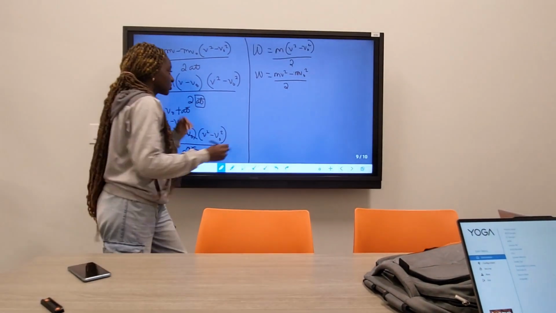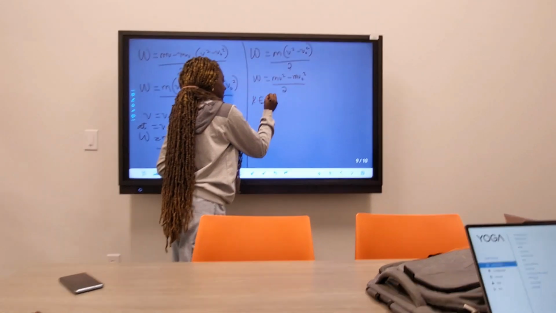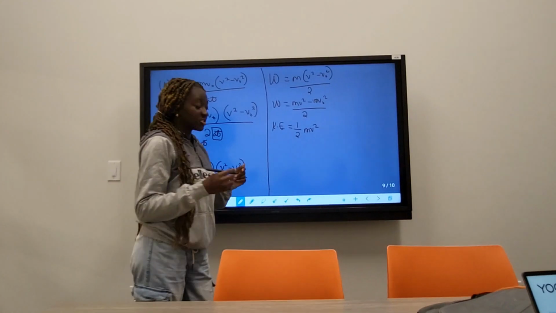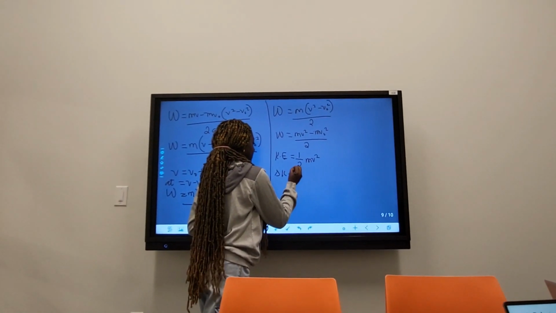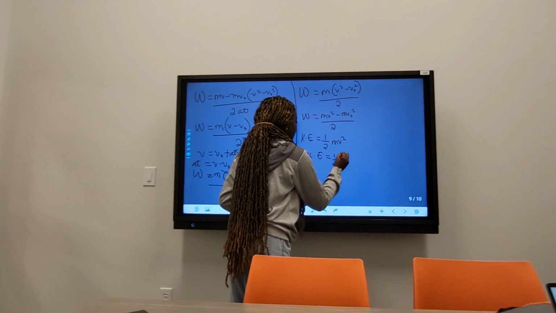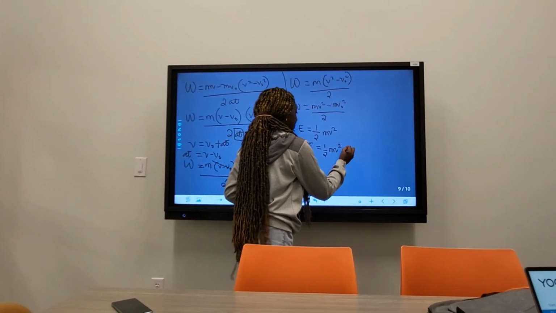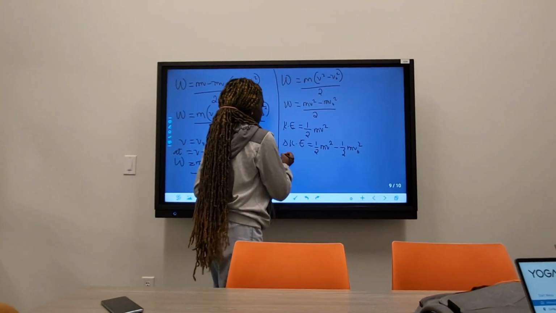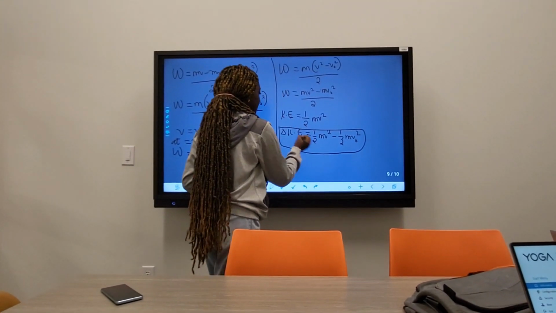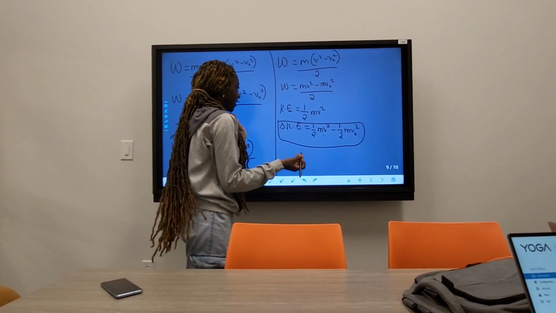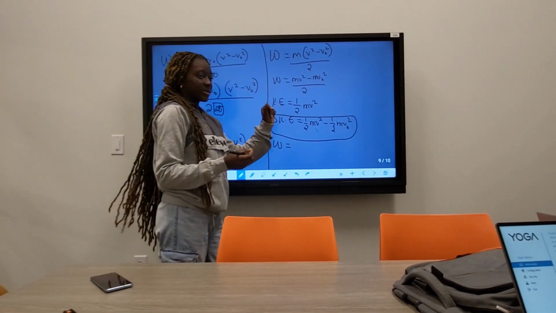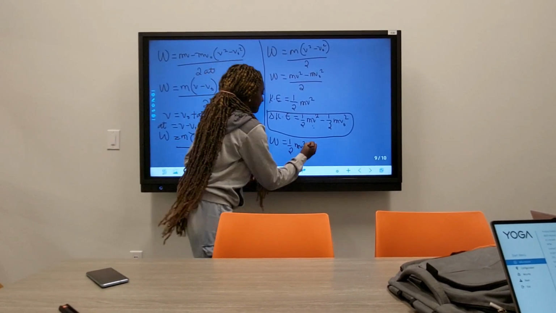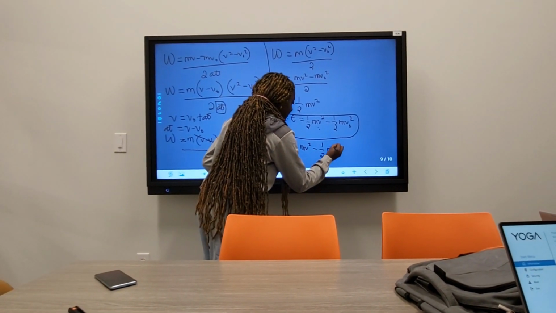And from our previous knowledge, we know that the formula for kinetic energy is half mv squared. But what we are looking for is the change in kinetic energy. So change in kinetic energy would be half mv squared minus half mv naught squared. Okay, so this is essentially the same as this, which I will show by just separating the equation. So you are going to have half mv squared minus half mv naught squared.